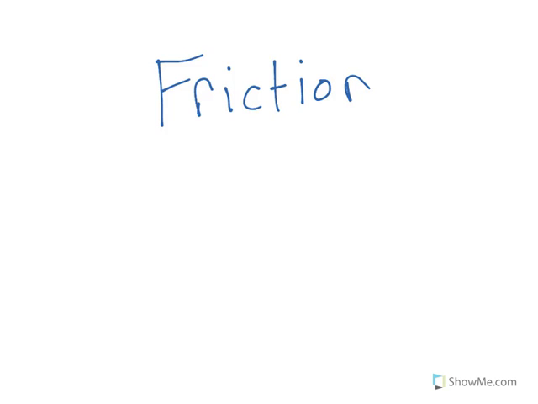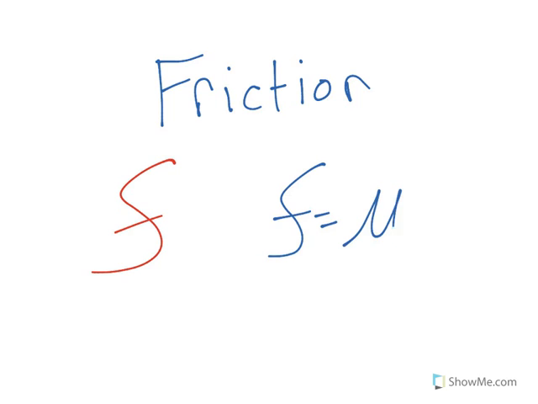All right, we're going to talk about friction right now. So the first thing you need to know is that we represent friction with a script F, which is basically like an S with a line through it. And this means friction. The other thing you need to know about friction is that it's equal to the coefficient of friction, mu, times the normal force. So if you're not given it, this is how you would have to calculate it.